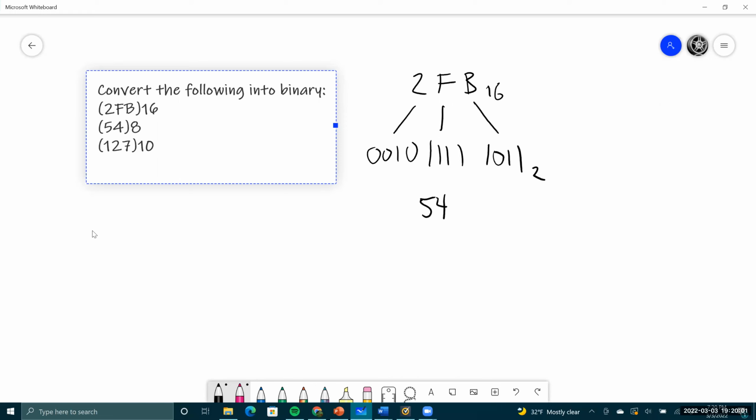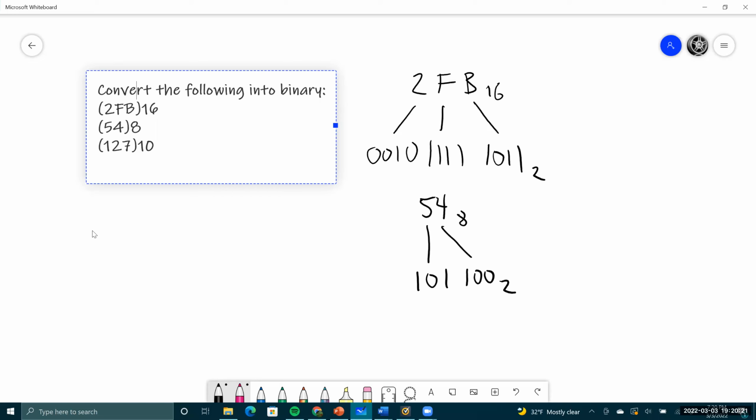Next is an octal, 58. So octals are groups of how many? 3, exactly. So now we break this apart. This is 100, and 5 is 101. Done. Okay, first tier easy.